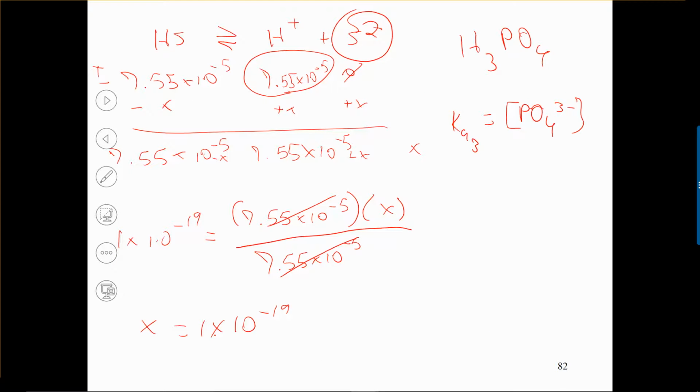Wouldn't you just divide 1 times 10 to the negative 19 by 7.55, and that's how you get the x? Okay, so do you see here that it's this times this divided by this? These two things are the same, so they cancel. And I'm left with x. X equals 1 times 10 to the negative 19. So you wouldn't divide by the 7.55? Nope, they cancel. They're gone. So you're left with x equals 1 times 10 to the negative 19. It's another one of those beautiful, easy situations.